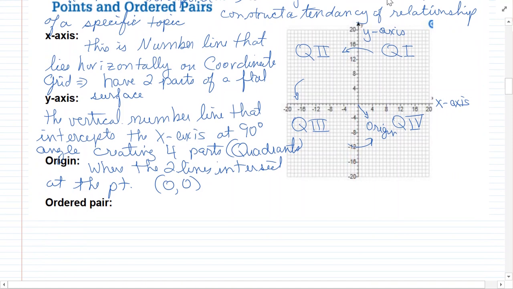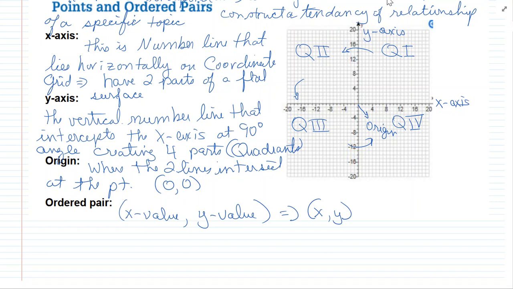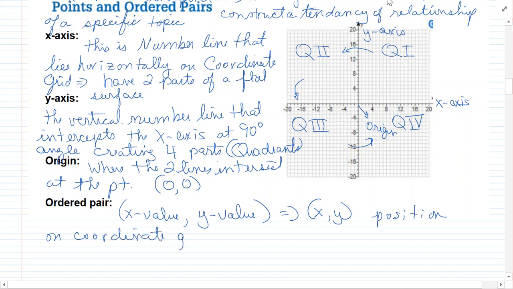Now we're talking about ordered pairs. Those are the x value given first, followed by the y value given second. And it's written as the ordered pair x, y. But I want to make sure you understand that. It's been a while since school, high school, and it gives direction or position on the coordinate grid of location.